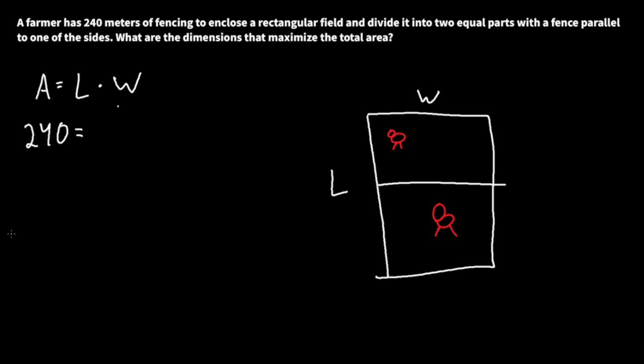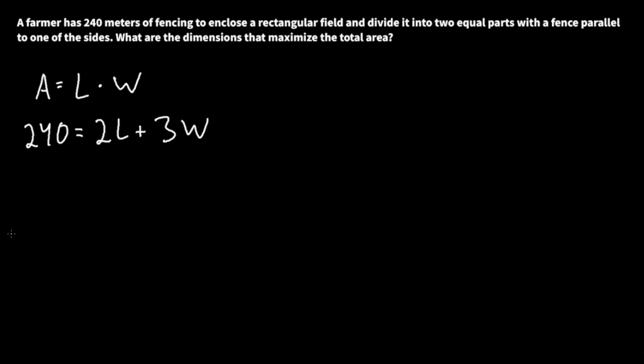So 240 meters equals, well, there are two length sides, right? There's this side of the length and this side of the length. So we have 2L plus 3 widths of fencing, so we have 3W. And these two equations you can solve and maximize the total area by, of course, using critical points.